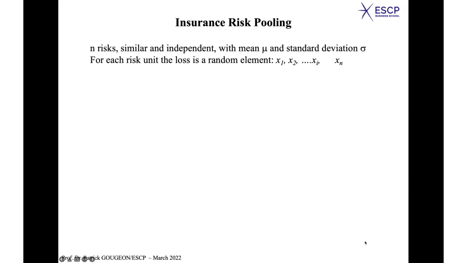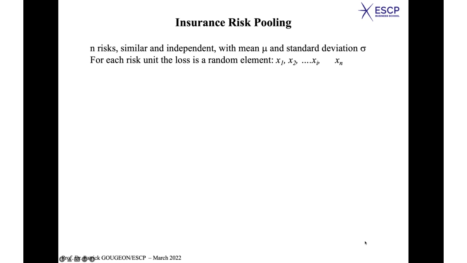So let's assume that we are willing to price a risk for which you have a certain population. Each person is exposed to the same risk. And the size of the population is n. You have n individual risks, okay? They are all similar and independent. Independent means there is no correlation. If within the population one person has an accident, it will have no effect or impact on the others. It's totally independent.